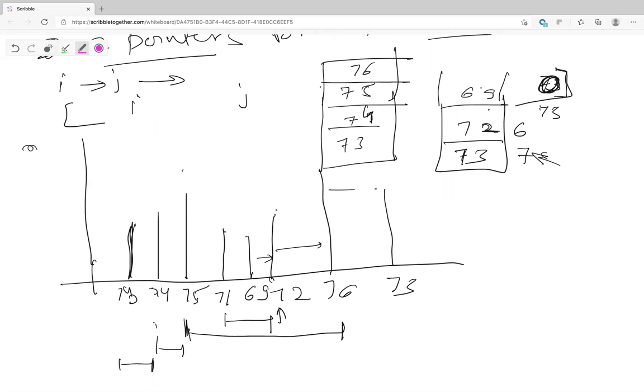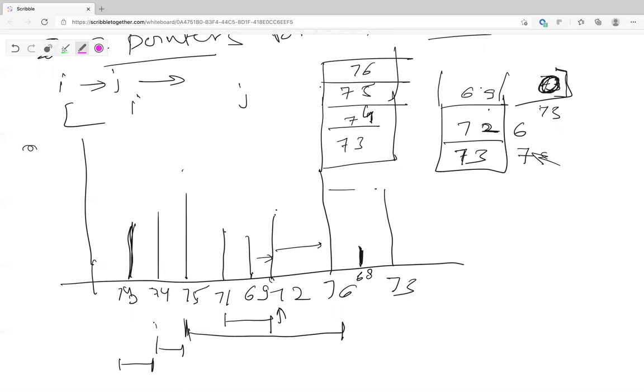Now tell me, let's say between 76 and 73, I had 72, or let's say I had 68. When will 68 actually be useful to me? Is 68 at all useful to me, and when will it be? It's never going to be useful. It will be useful when you are trying to find the first largest element on your right, correct?